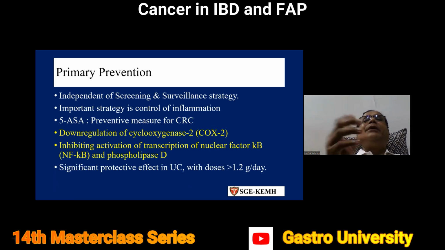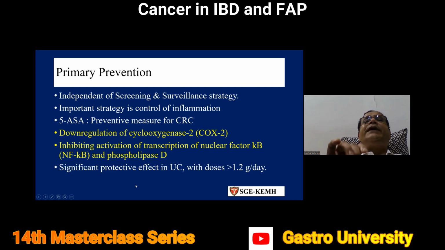Now, what about primary prevention? Can you prevent malignancy occurring in patients with inflammatory bowel disease? Yes. This primary prevention is independent of the screening and surveillance strategy which we discussed. The strategy is to control inflammation, and in this context, 5-aminosalicylic acid plays a great role in preventing colorectal malignancies occurring in patients with inflammatory bowel disease.